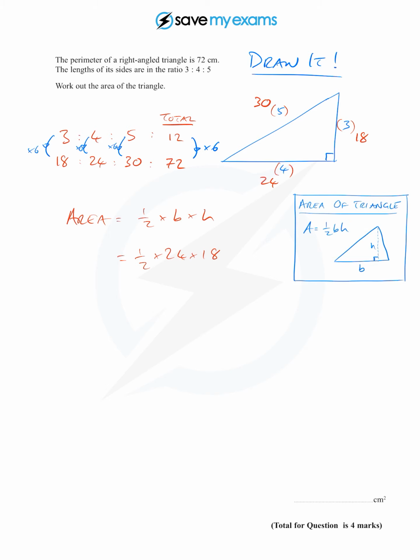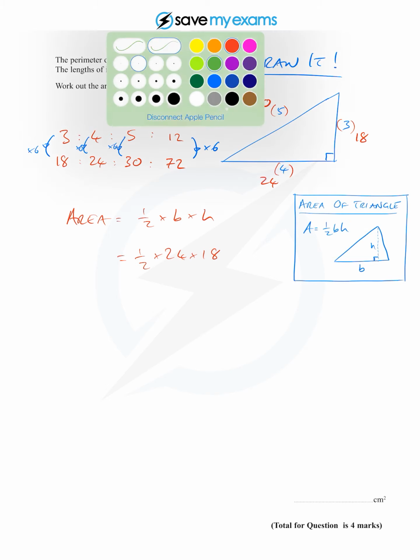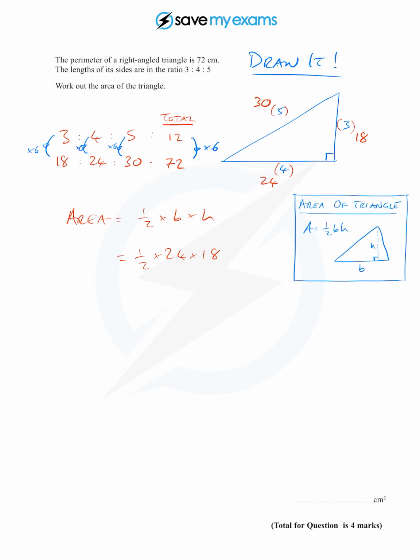And all we need to do now is work that out. Well, we haven't got a calculator, so it's not quite as easy as it might be. But a half of 24, well, 2 into 24 goes 12 times. And so I now just have to work out 12 times 18. And if I were you, I would do that like this. I'd say 10 times 18 is 180. And I'd say 2 times 18 is 36.